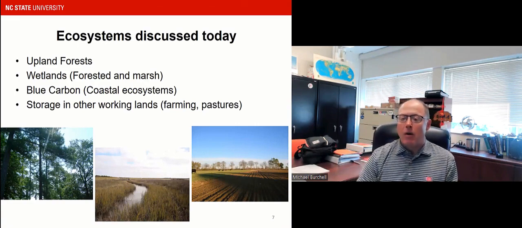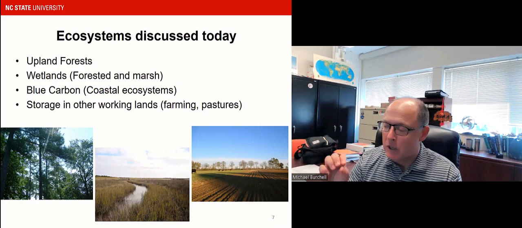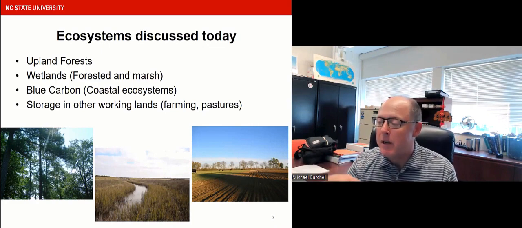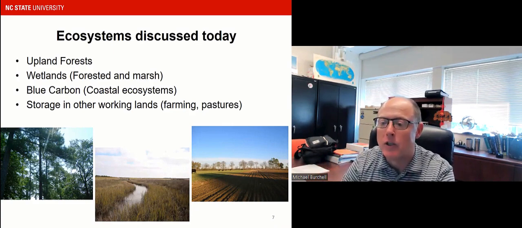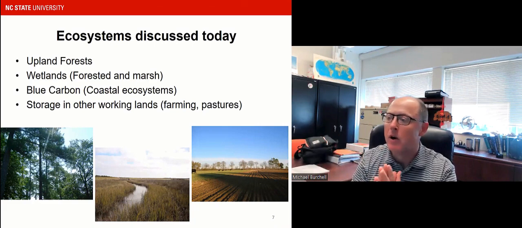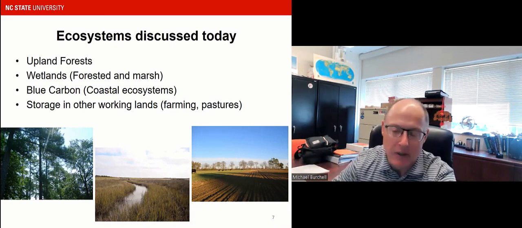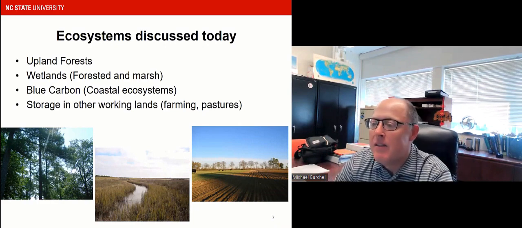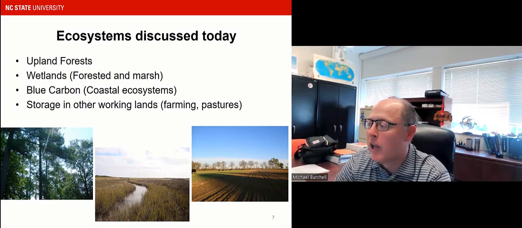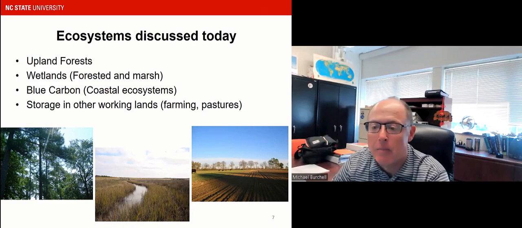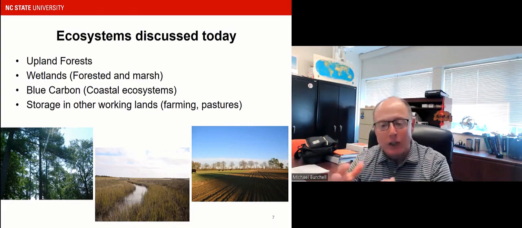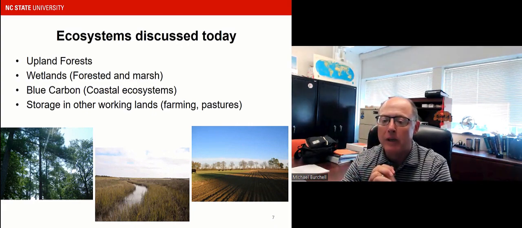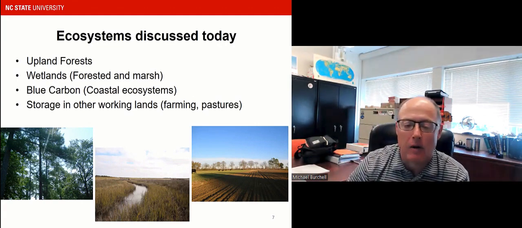In the United States, many of our lands and many of our areas have a good climate that would be really good for carbon sequestration. So today I'd like to focus on these few ecosystems: the upland forest and wetlands, both forested and marsh. I'll talk to you about blue carbon. Blue carbon is not something that Iowa will have much of, if I'm correct, because it deals with coastal ecosystems. And then we'll briefly touch on the potential storage in other working lands like farming operations and pastures. Of course, it's going to have a slant towards what we have in North Carolina, but most should be similar to what you're used to, with the exception of coastal ecosystems.